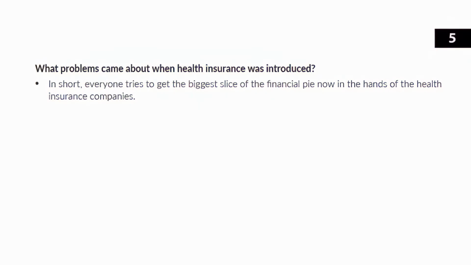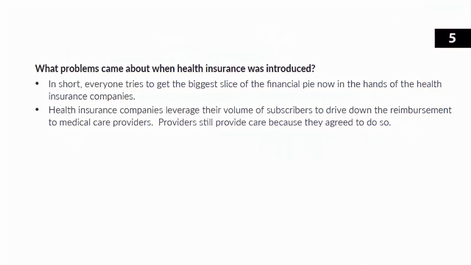In short, everyone tries to get the biggest slice of the financial pie that's in the hands of the health insurance companies. Before, you just had physicians and patients. Now you have third-party payers, and everyone's trying to get the most out of the system. Health insurance companies leverage their volume of subscribers to drive down their reimbursement to medical care providers. Providers still provide care because they agreed to do so.